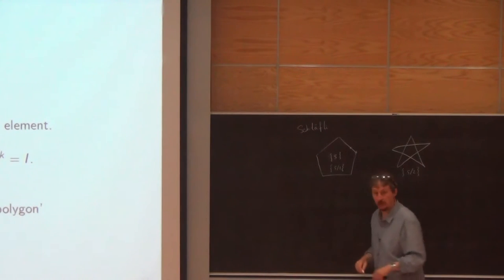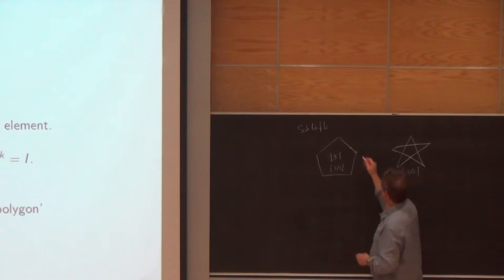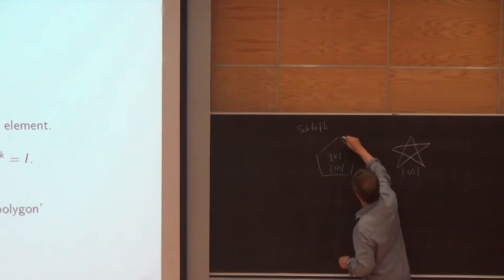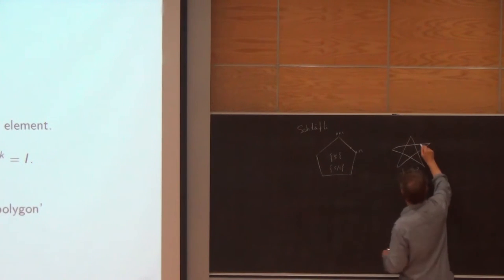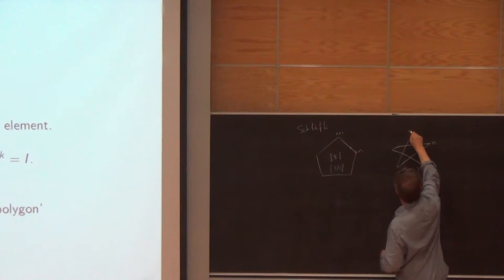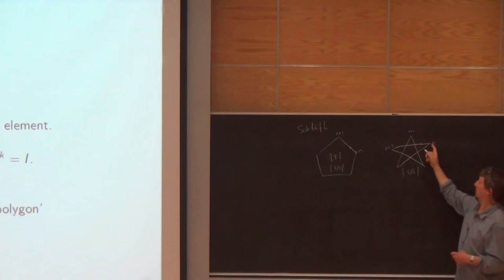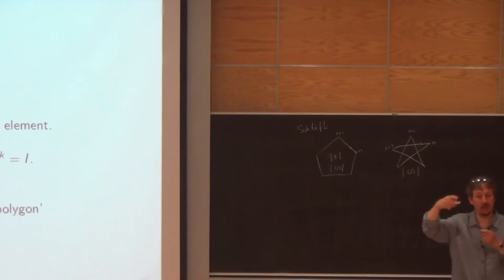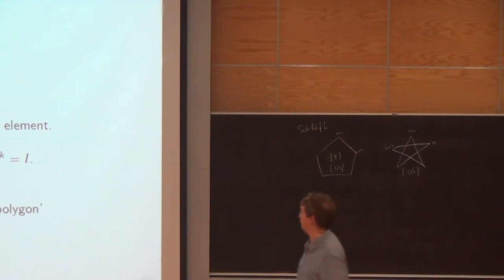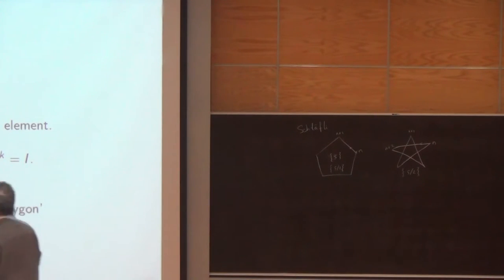And the difference between the 1 and the 2 is, if we start here, when you move along the curve, you go from n to n plus 1. Here we go from n to n plus 2. So with five-fold symmetry, you go from each vertex to the second one. So that's the notation k over l here.